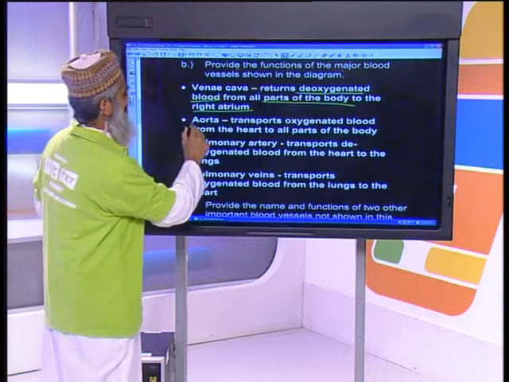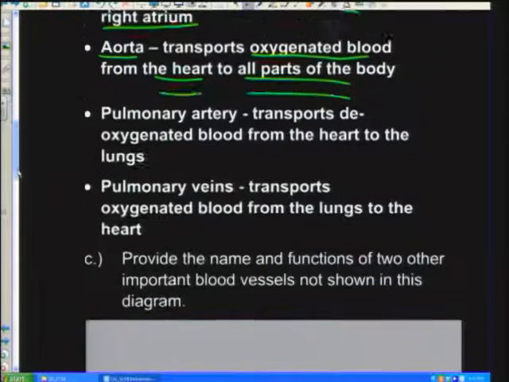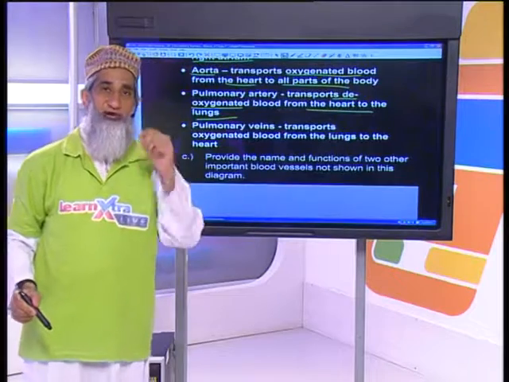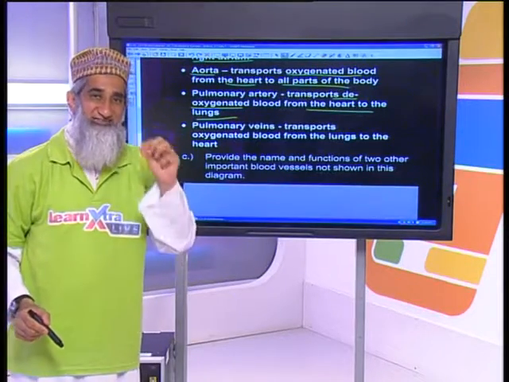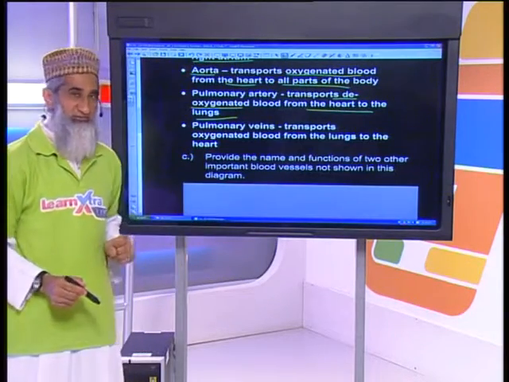The aorta transports oxygenated blood from the heart to all parts of the body. The pulmonary artery transports deoxygenated blood from the heart to the lungs. By the way, the pulmonary artery is the only artery in the body that transports deoxygenated blood. All other arteries transport oxygenated blood.